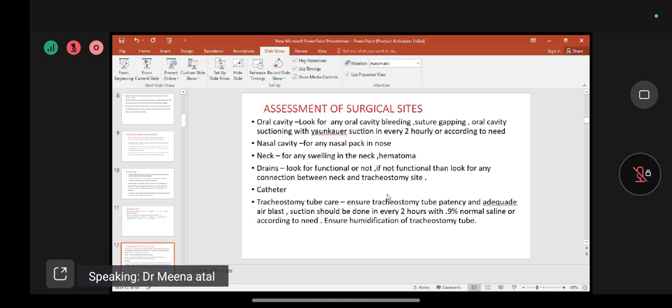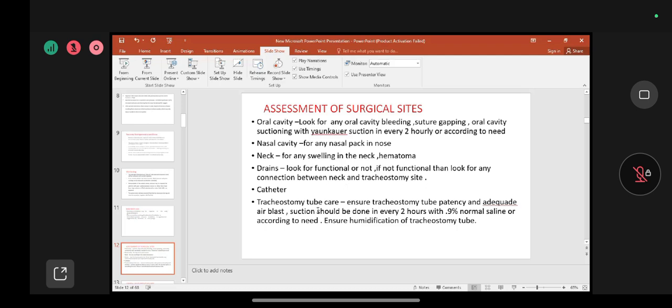After the surgical procedure, in immediate care, assess the surgical sites. In the oral cavity, look for any bleeding or suture gaping, and oral cavity suction should be done with a Yankauer suction every 2 hours or according to need. Watch for any nasal bleeding if a nasal pack is present. In the neck, watch for any neck swelling, hematoma, and drains. Look for whether they are functional or not. If not functional, then look for any connection between the neck and tracheostomy site and manage accordingly.